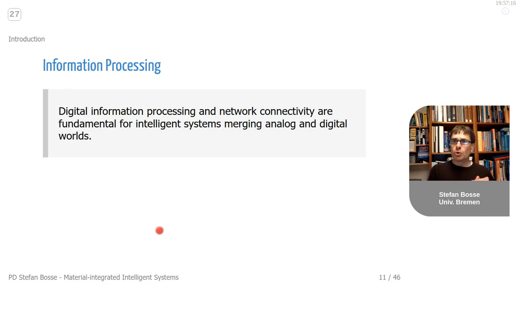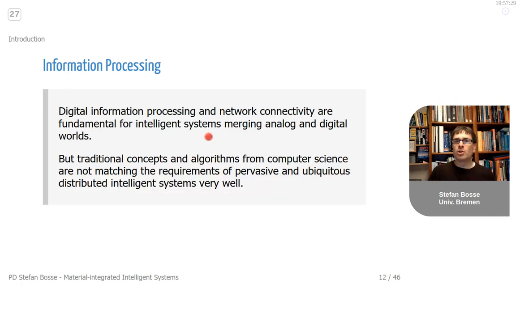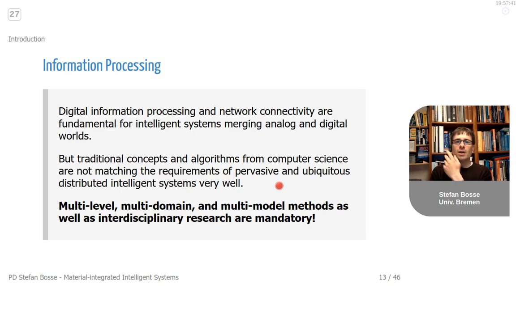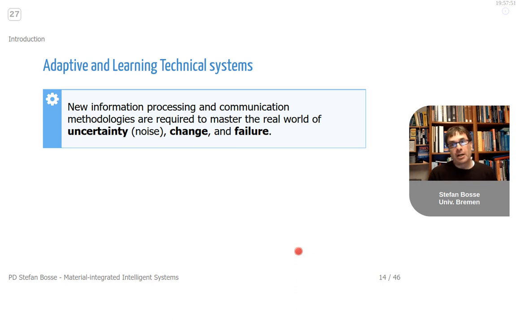So, if we talk about knowledge, we talk about information processing. Digital information processing and network connectivity are fundamental for intelligent systems merging analog and digital worlds. But traditional concepts and algorithms from computer science are not really matching the requirements of pervasive and ubiquitous distributed intelligent systems very well. It's a well-known fact since more than 10 years. So, multi-level, multi-domain and multi-model methods, as well as interdisciplinary research, are mandatory. That's my hypothesis and my experience.